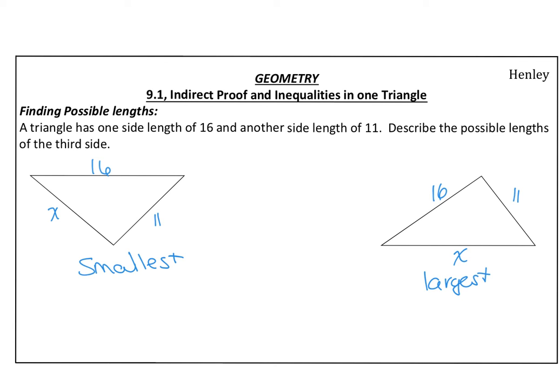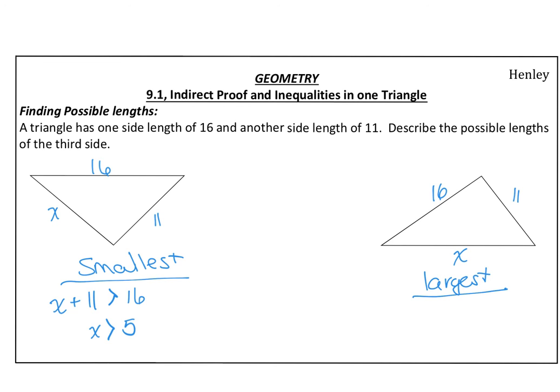In order to solve the small value, it must be that x plus 11, because that's the smaller number, has to be greater than 16. So if we solve that, subtract 11 from both sides, x must be greater than 5. Now we do the same thing over on this side, but we want the larger value of x, and we want the sum of the other two sides to be greater than x.